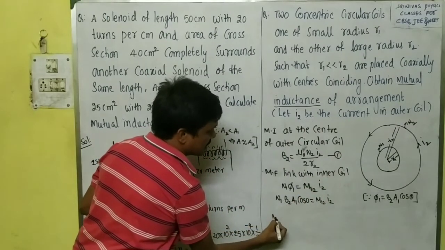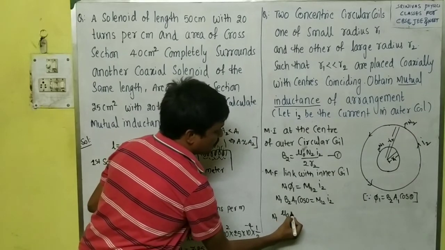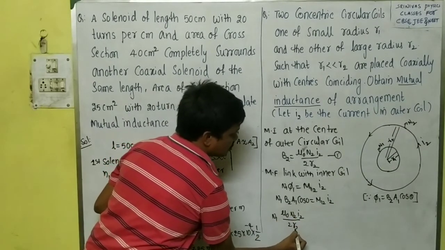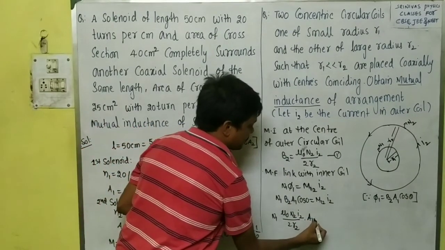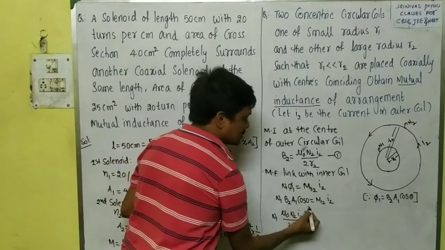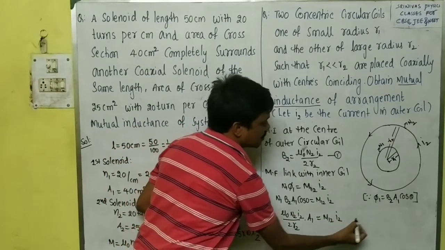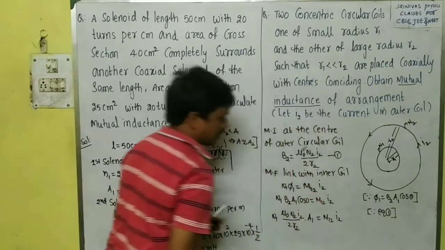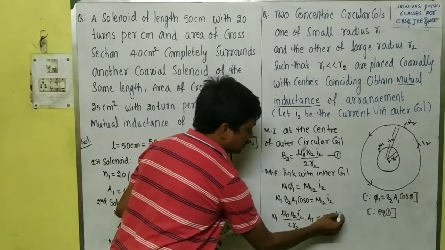From equation 1 you substitute the B2 formula here. Then we will get N1 into B2, which is mu naught N2 I2 by 2R2, into A1 we have to write. A1 cos 0, the value is 1. And this is M12 into I2, this we are writing from equation 1. And then after that, this I2 gets cancelled. Look here, this I2 and I2 cancel.